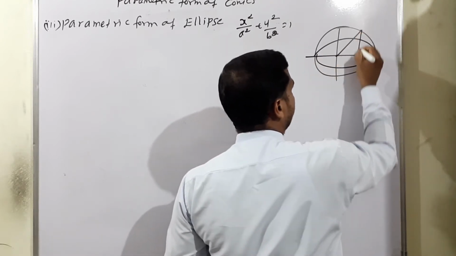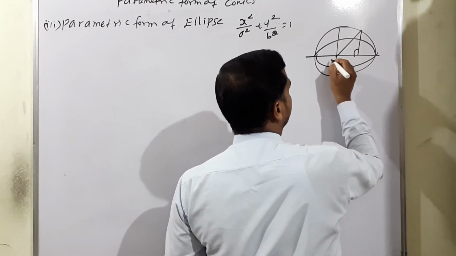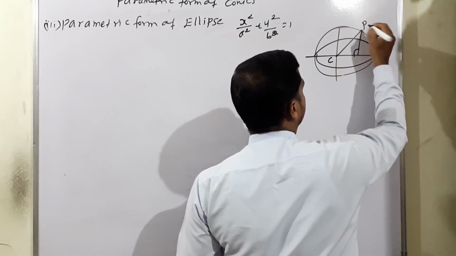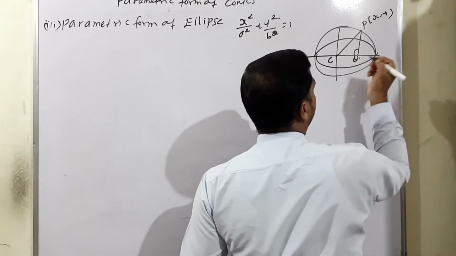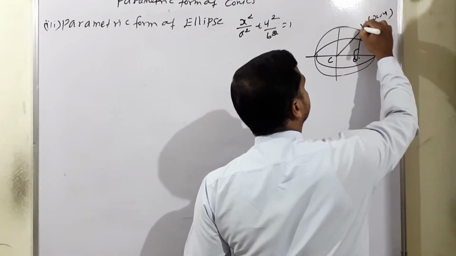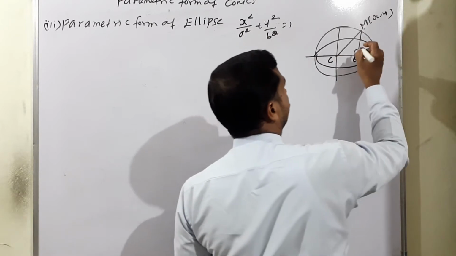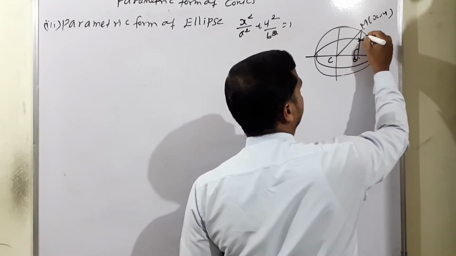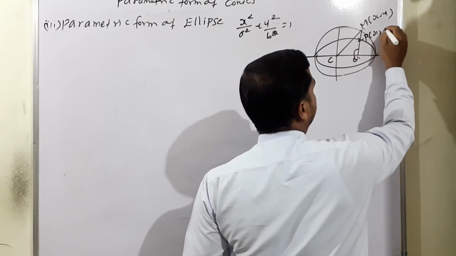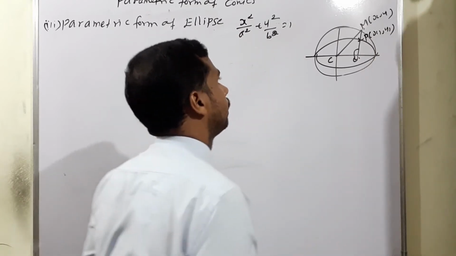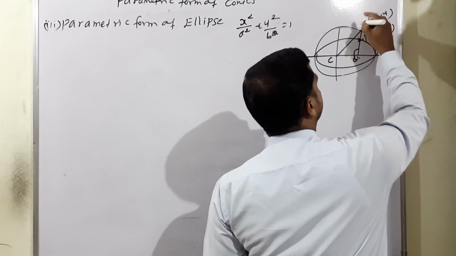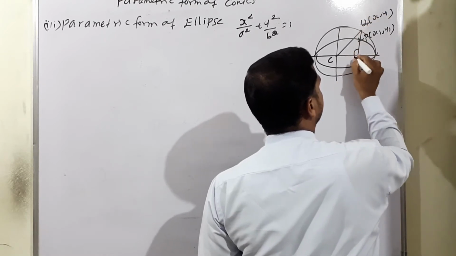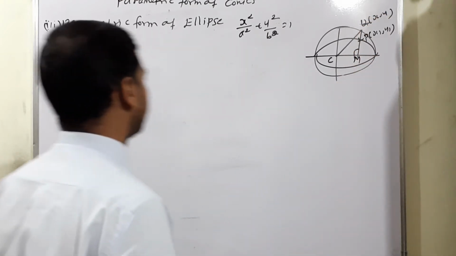If you draw the right angle triangle, what will happen? This is called the C. This is P of x comma y, this is considered for Q. Okay, actually we have to take it M. M of x comma y is the point on the ellipse. This is considered for P, that is x1 comma y1. Otherwise this is the term for Q, this is the term for M. Okay, now you will get a clear idea.